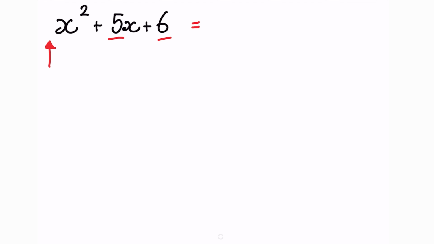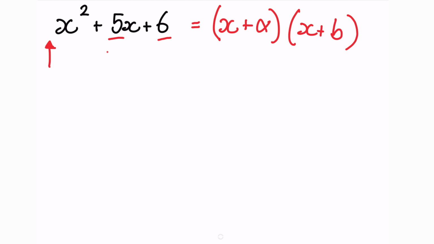Now when we factorize, it's going to turn into x plus a number times x plus another number. For now, let's call them a and b. Now the coefficient of the x represents a plus b, so both of them added together. And the constant term represents them multiplied by each other.